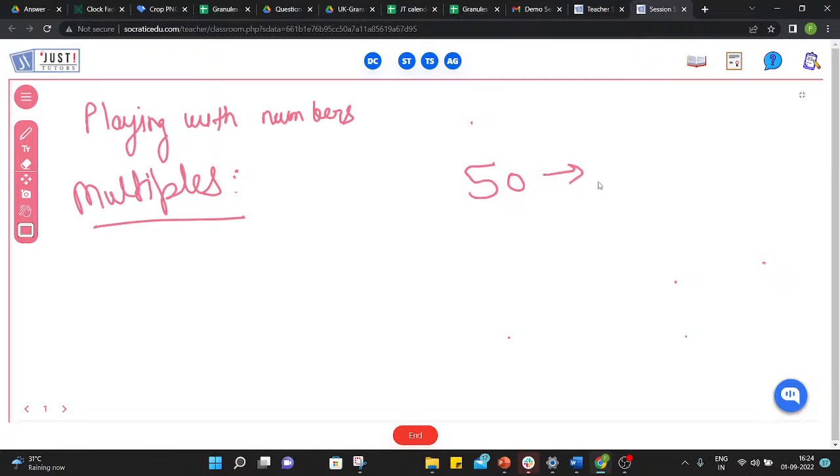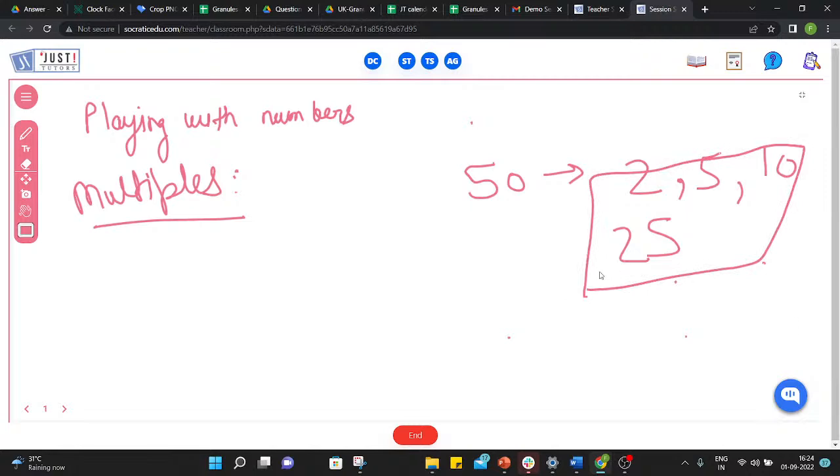So 50 is a multiple of 2 because it's an even number. It's a multiple of 5 because 5 times 10 is 50. It's a multiple of 10 as well. It's a multiple of 25 as well. All these numbers are its multiples. So these are the things we have to understand.